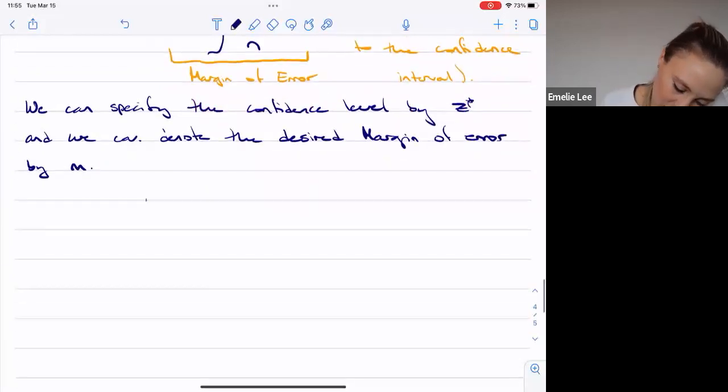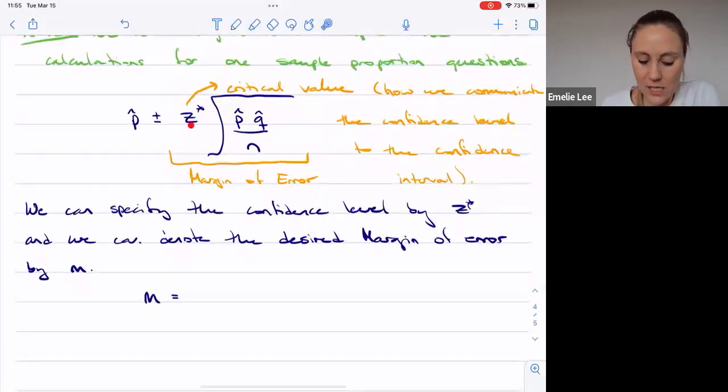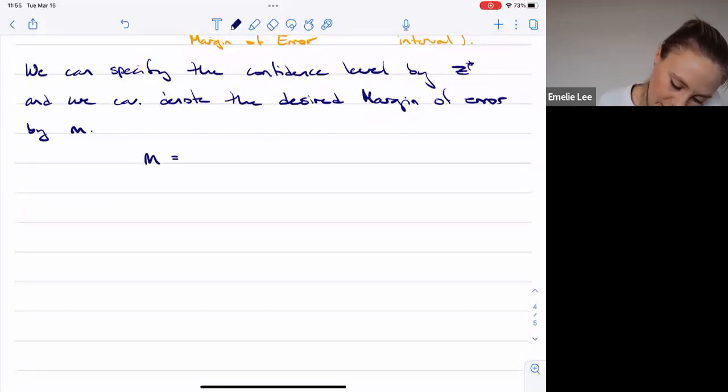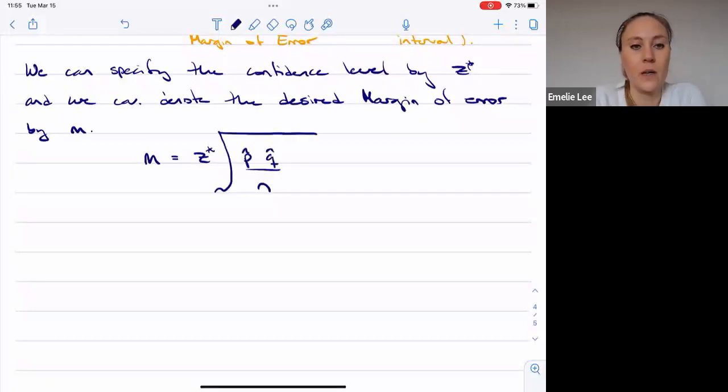So what that means is that I have m, which is the margin of error. So this is equal to z star times the square root of p hat q hat over n. So I can set those two equal to each other. And so m is equal to z star times the square root of p hat q hat over n. And I want to try to solve for n.